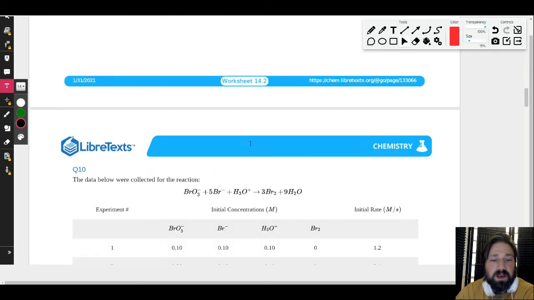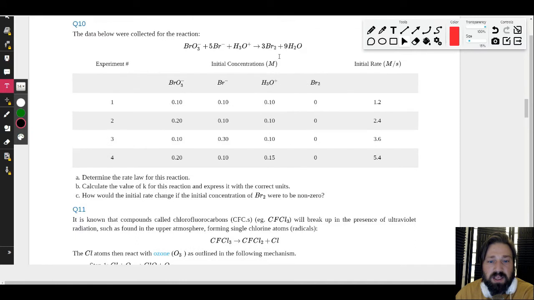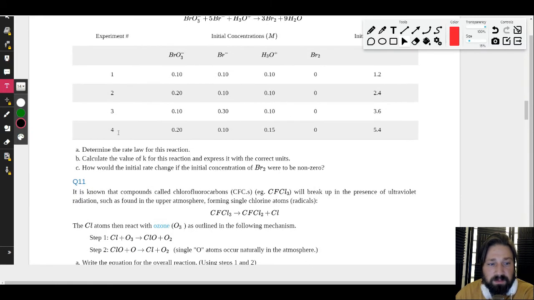Okay. All right. This is just a more complicated version of question 2. The thing you need to remember here is that if I'm looking for the order of bromate, make sure that the other two are holding steady, that they're staying the same. All right, so there's that. I'm going to let you guys run through this if you haven't yet.